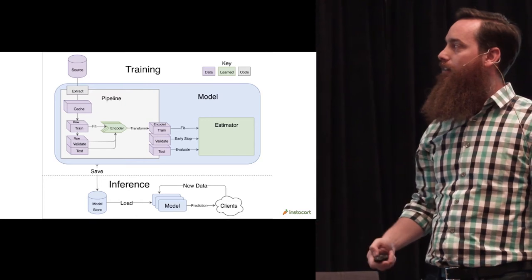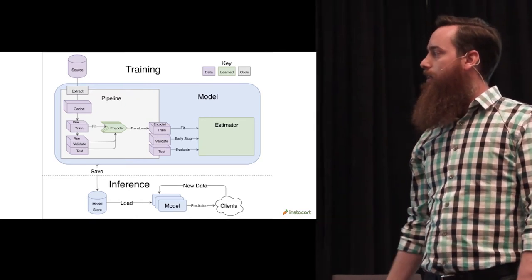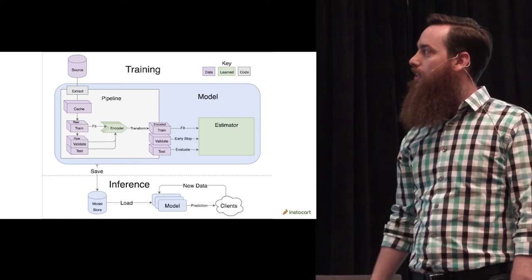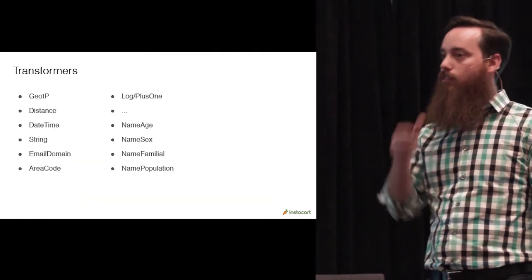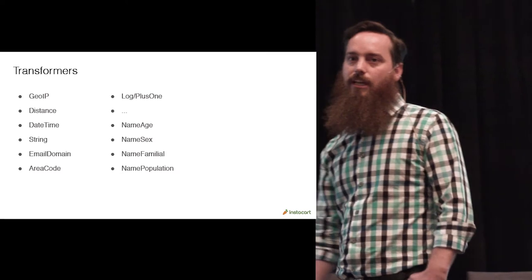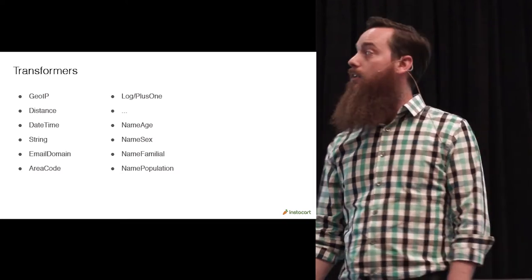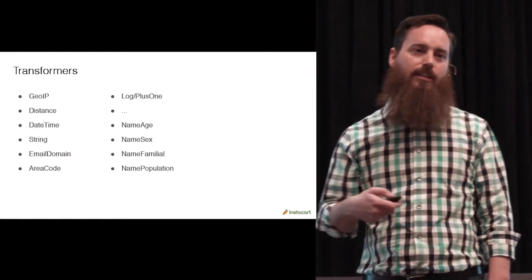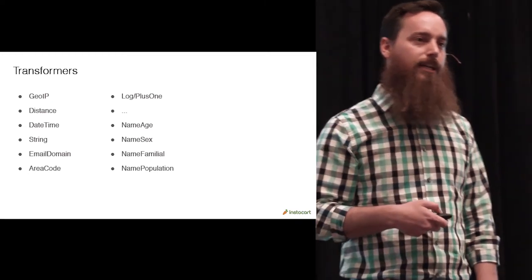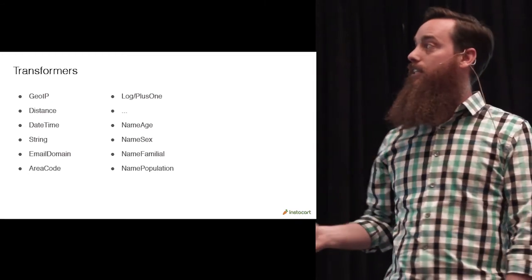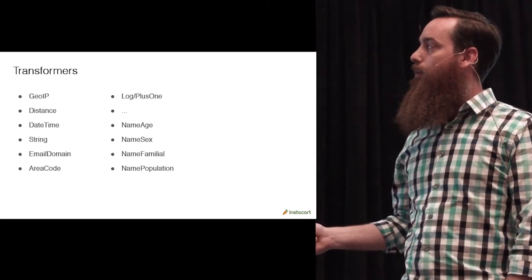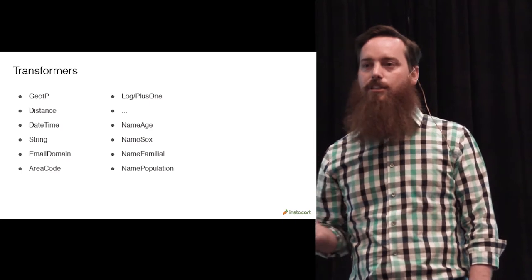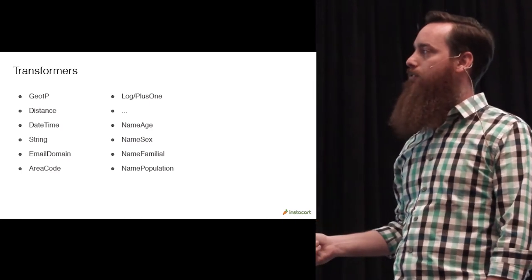This is basically the finalized picture of everything. I think I've covered most of the boxes there. Just to go over a few of the transformers that we've built in-house that we find we use a lot. The GeoIP is cool. It uses MaxMind's database. You can get all kinds of geographic data about anybody who's visiting your site. You can calculate distance like we went over. Date, time, and string manipulations are critical. We use these all the time to generate features from whatever happened to be stored in the database.